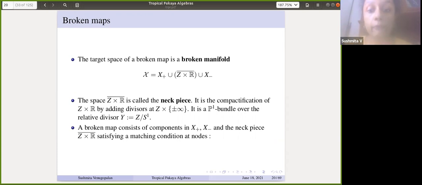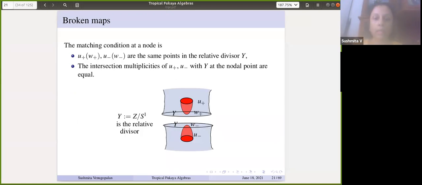So a broken map consists of components in X plus, X minus, and the neck piece. And these maps satisfy a matching condition at nodes. And what is a matching condition at nodes? It's that the evaluation of both sides of the nodal point is the same on the relative divisor, Y.